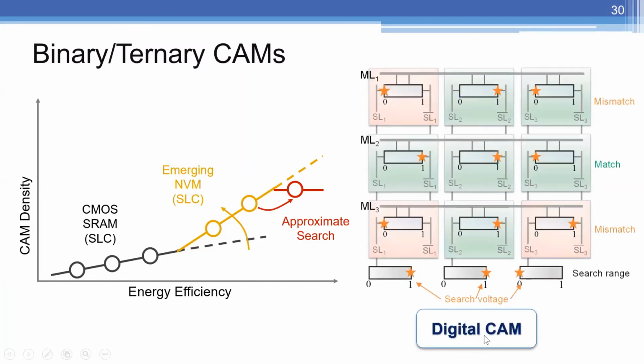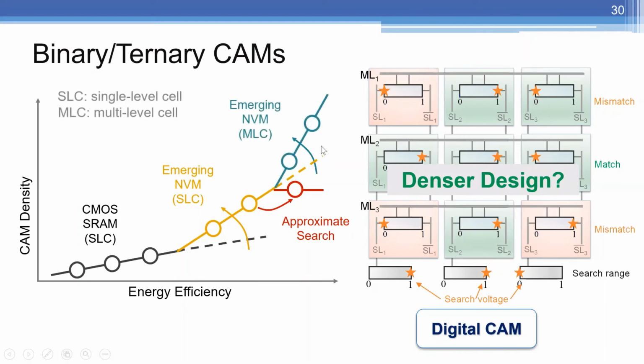All these works are based on the digital CAM search, where we store binary values in the TCAM arrays, and our search data is also in the binary version. How about we further improve the CAM density in other directions? How could we elaborate more dense CAM designs using our FeFET devices? That comes with a solution of leveraging the multi-level or analog characteristic of the FeFET to build a denser CAM design and architecture as well.